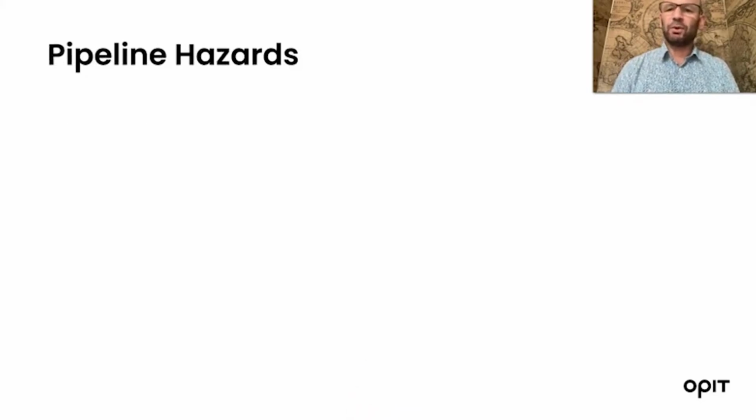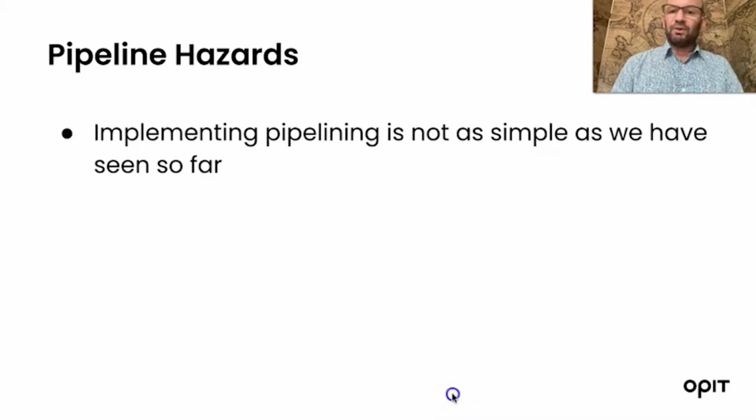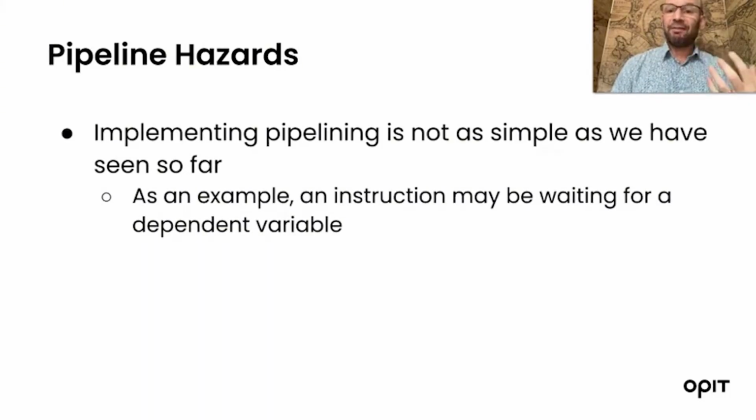So what are some hazards with pipelining? Well, it's not as simple as we've seen so far. In an example, we may have dependencies, right? Where we have an instruction that's waiting for a previous instruction to execute because it's reliant on the output of what that instruction might be. Okay, so if we have a dependent variable case, then we can't execute the next instruction until that dependent instruction has completed. So that is one of the hazards.